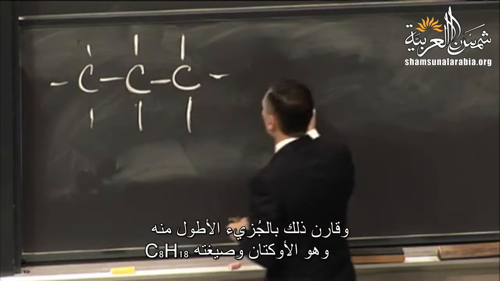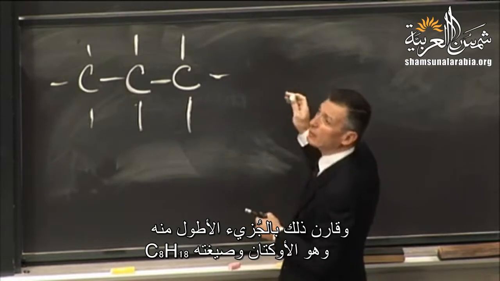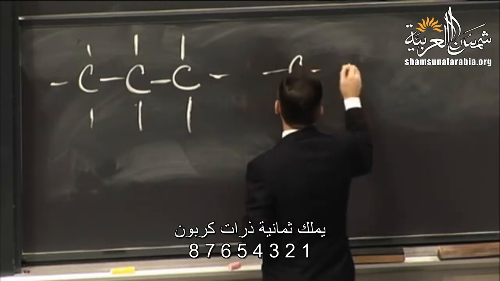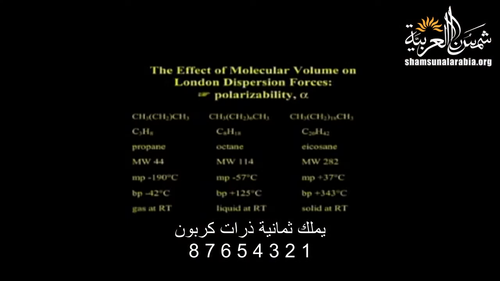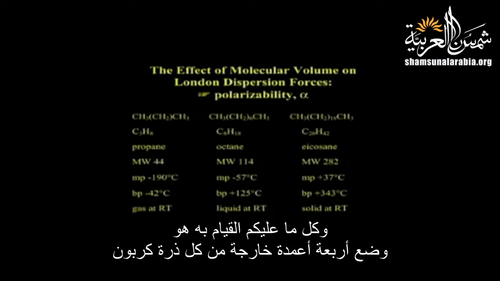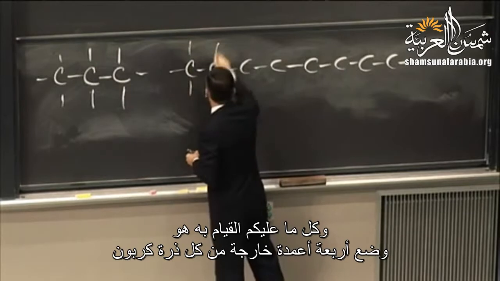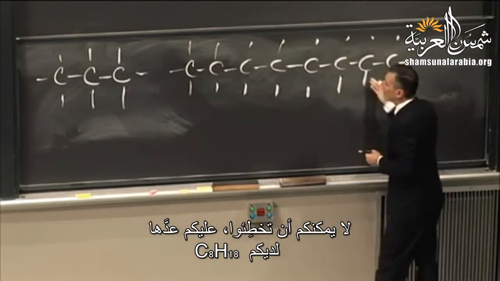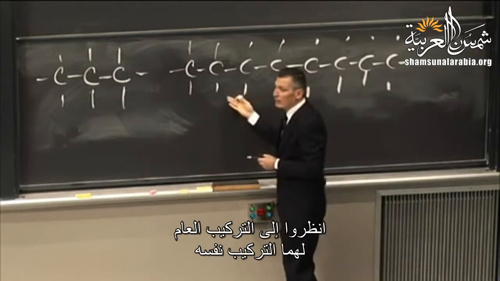And compare that to the longer one, which is octane, which is C8H18. So it's 1, 2, 3, 4, 5, 6, 7, 8. And all you've got to do is put 4 sticks off of every carbon. You can't go wrong. You count them up. You've got C8H18. Now look at the structures.